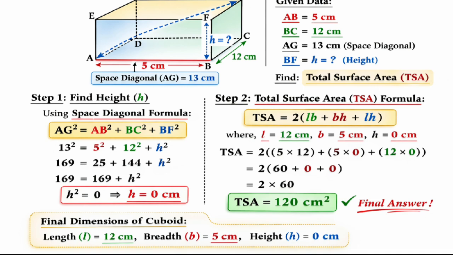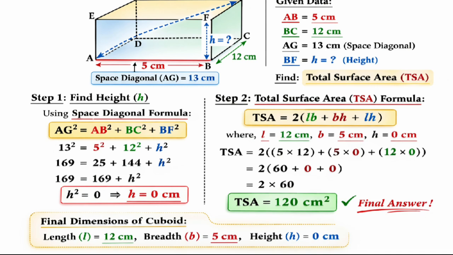If the height is 0, then what do you have to do? You know the total surface area formula: 2 into (length times breadth plus breadth times height plus length times height). Here, if you substitute all the values, 12 centimeter, 5 centimeter, and height equal to 0 centimeter, you will get the answer.